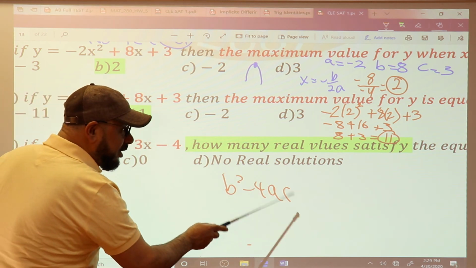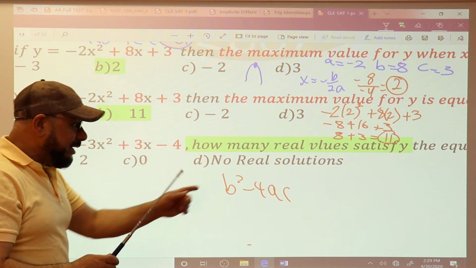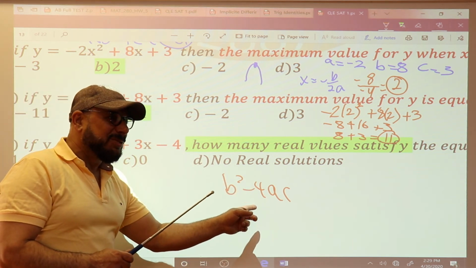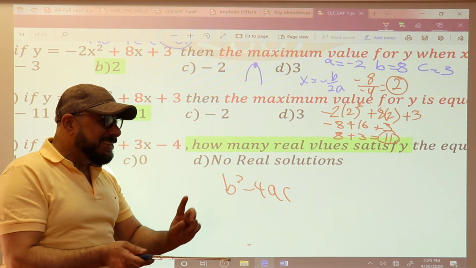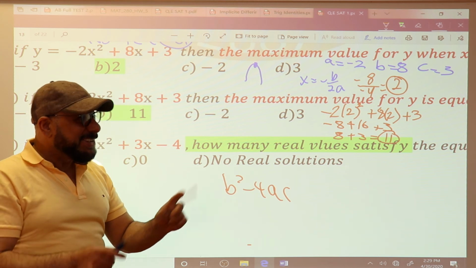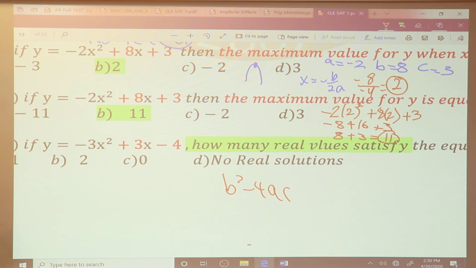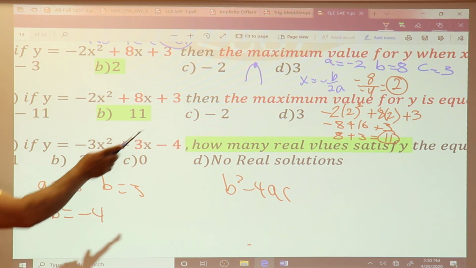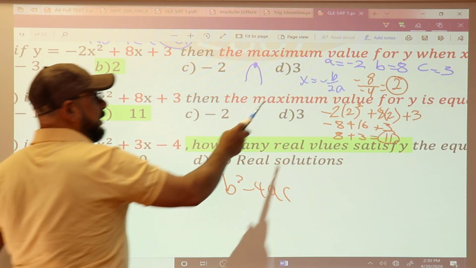If the discriminant is 0, there is 1. If it is negative, none. If positive, 2. Then what do I need? A equals negative 3, B equals 3, and C equals negative 4.